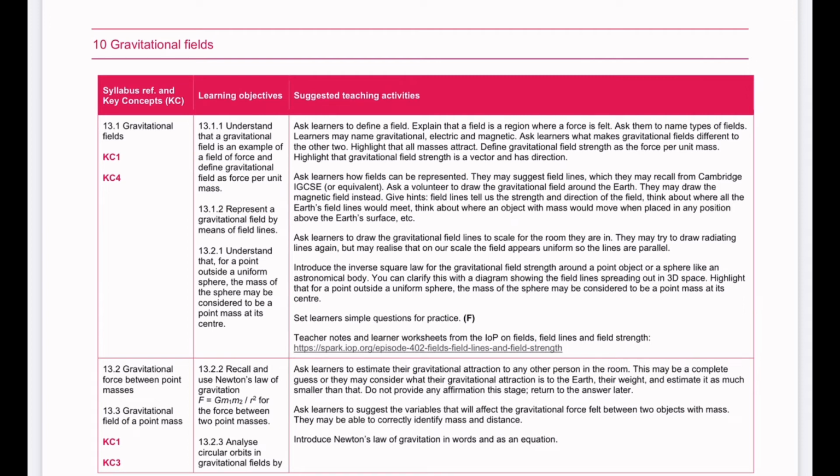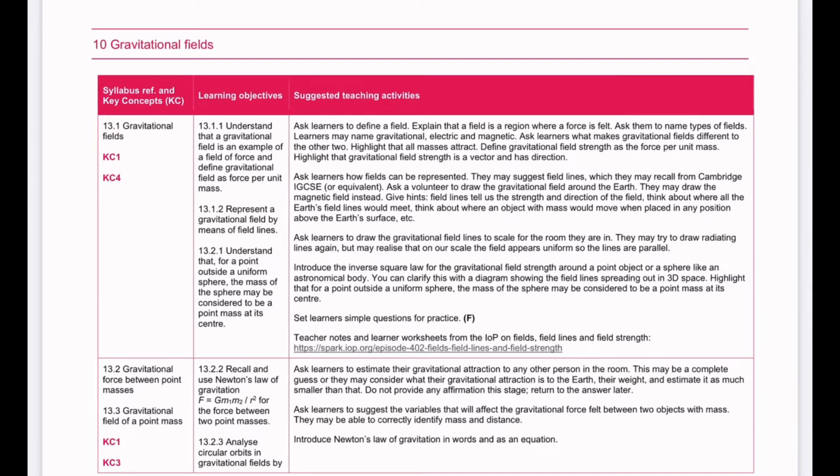Gravitational fields. Key concept. 13.1 Gravitational fields. Learning objectives. 13.1.1 Understand that a gravitational field is an example of a field of force and define gravitational field as force per unit mass. 13.1.2 Represent a gravitational field by means of field lines.